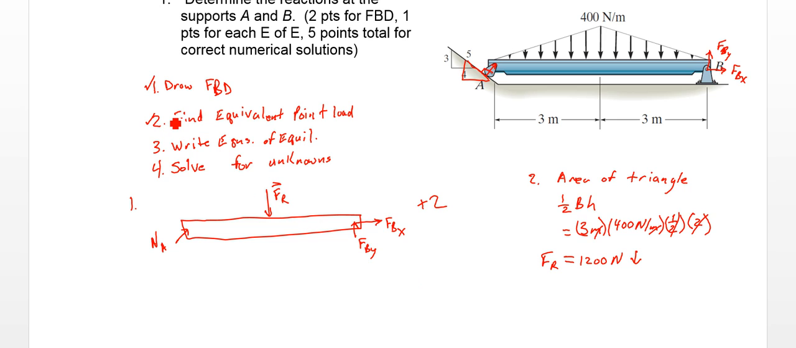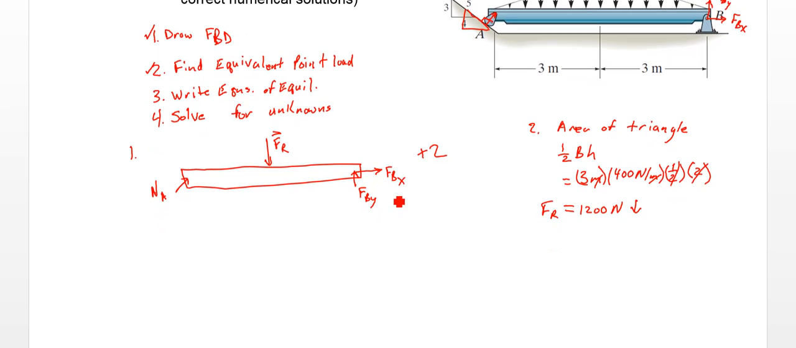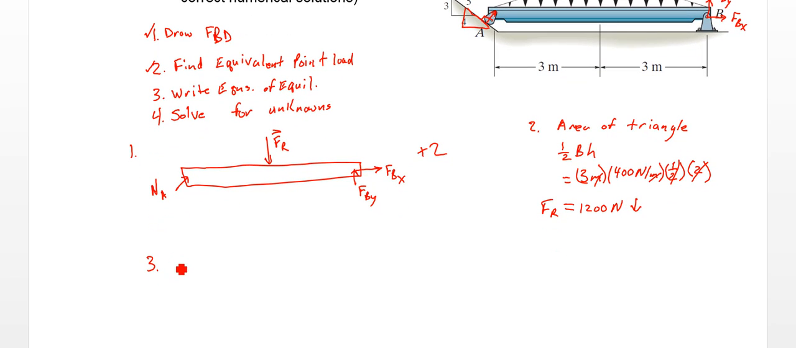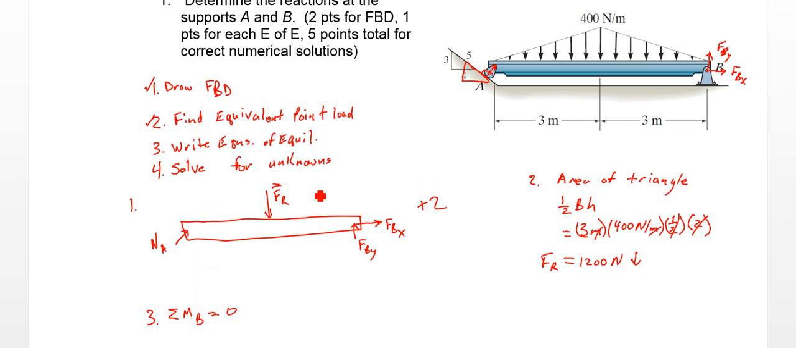And now we can write our equations of equilibrium. So we're going to have step 3. What do we have first? Let's sum up the moments around B, and that has to equal 0. What do we have creating a moment around B? Well, we have our resultant force here acting down. That's creating a moment this way around B. NA is pointing up and to the left. That's creating another moment around B. I'll call it MB due to normal A. This one was MB due to resultant force. And those two have to equal 0.